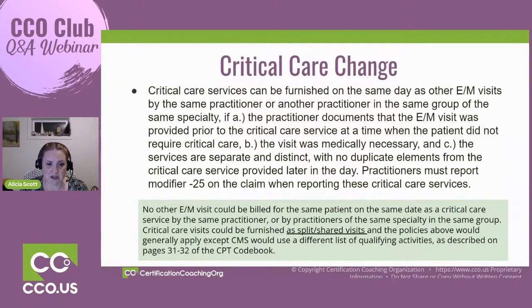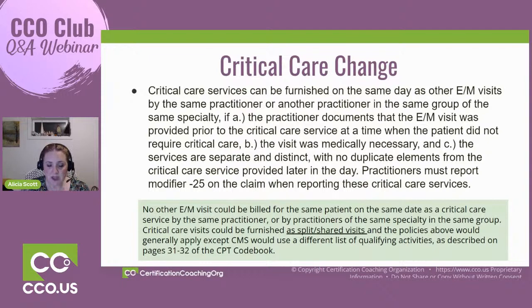In addition, if you're going to have the same day, and this is just kind of a repeating of what we just said, it goes on to say that if your provider documents that the E&M visit was provided prior to the critical care service, at a time when the patient did not require critical care, or the visit was medically necessary, and the services were separate and distinct with no duplicative elements from the critical care service later that day, then you could use the modifier 25 to state that in the report.